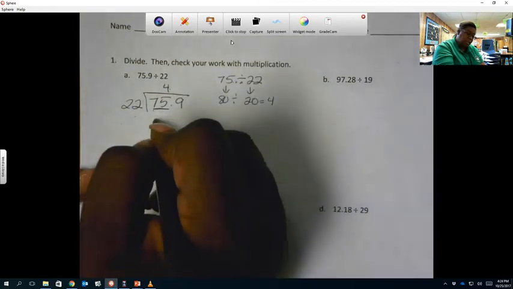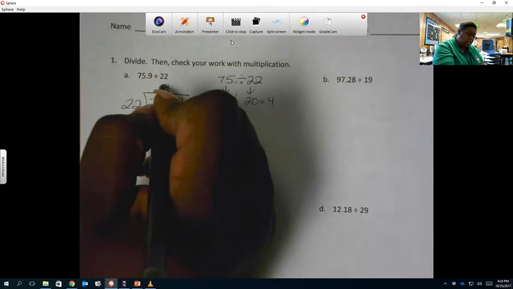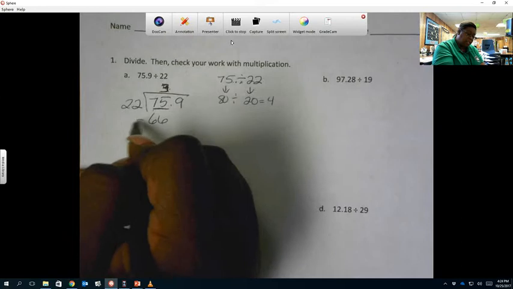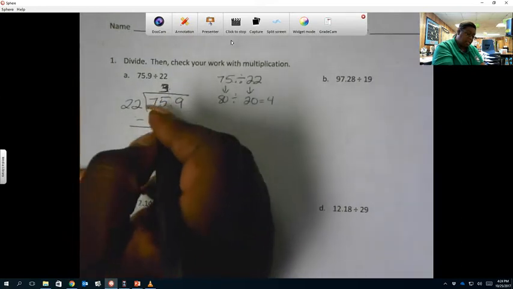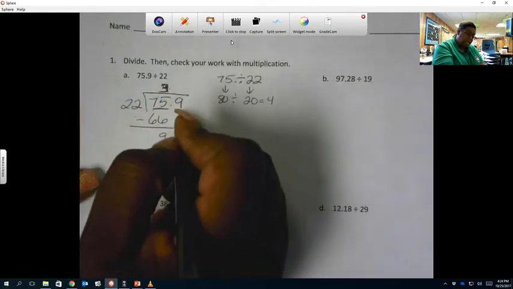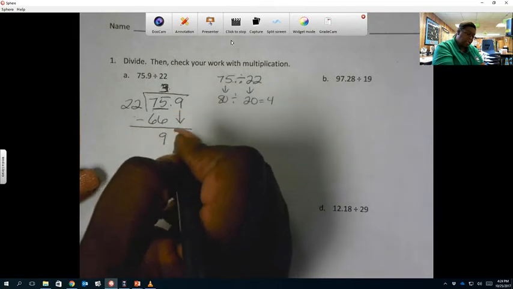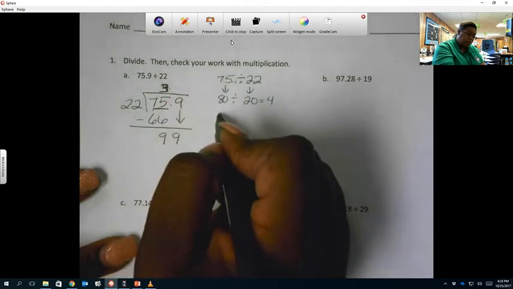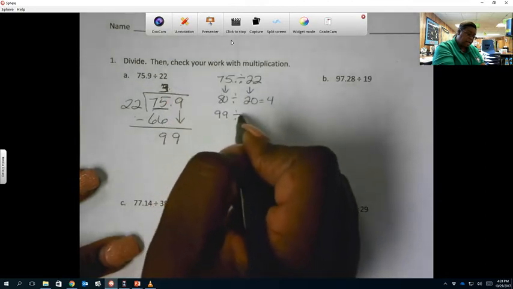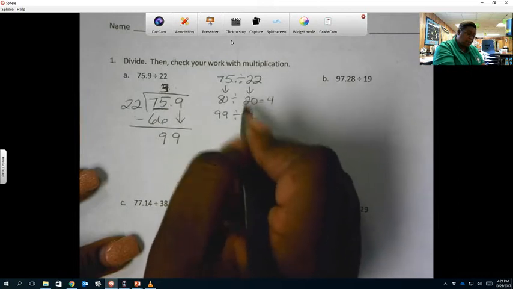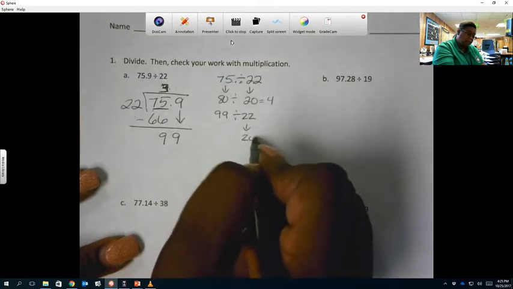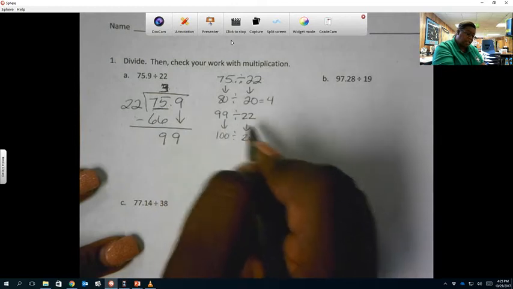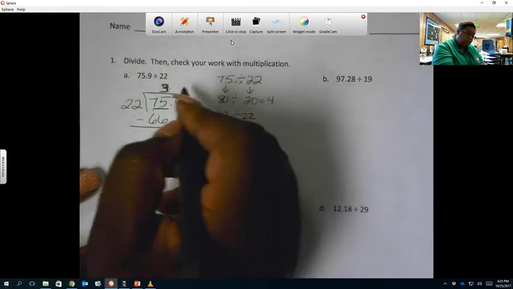It's too big. So I'm going to go down 1, adjust my quotient, and go down 1 to 3, and that gives me 66. When I subtract, I get 9. I bring down my other 9, and I again estimate to see what number goes in my quotient. 99 divided by 22. I've already rounded 22 to 20. 99 rounds to 100. So I divide, and I get 5.